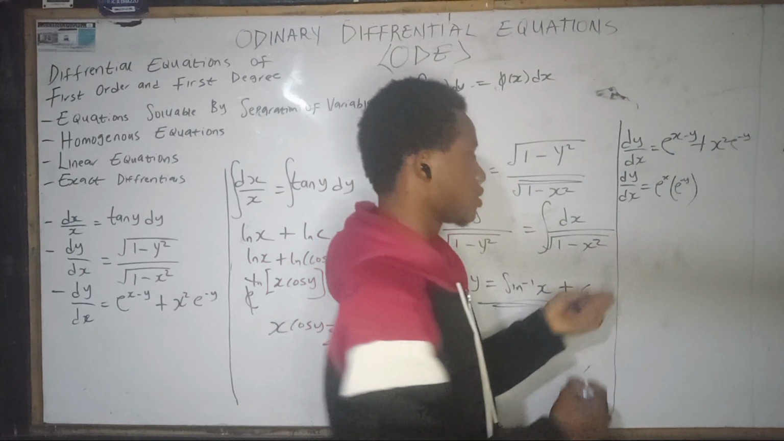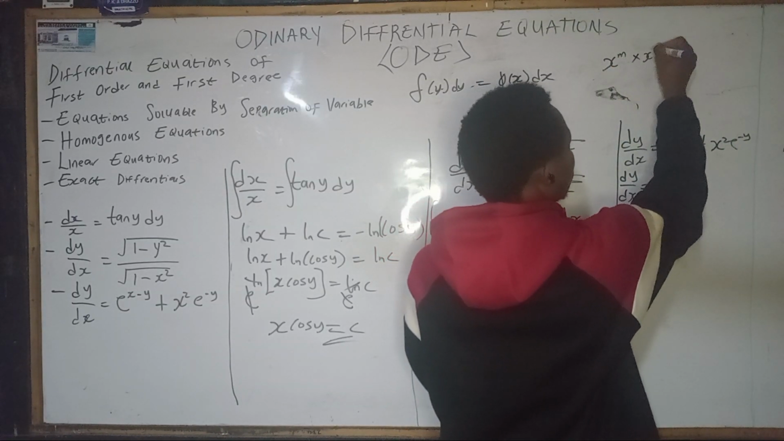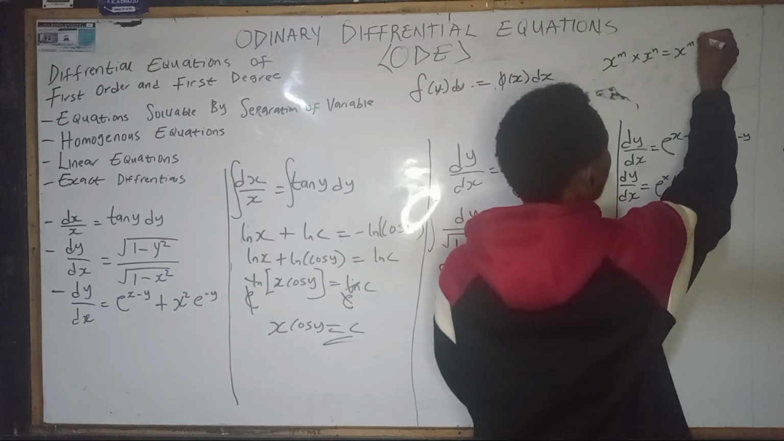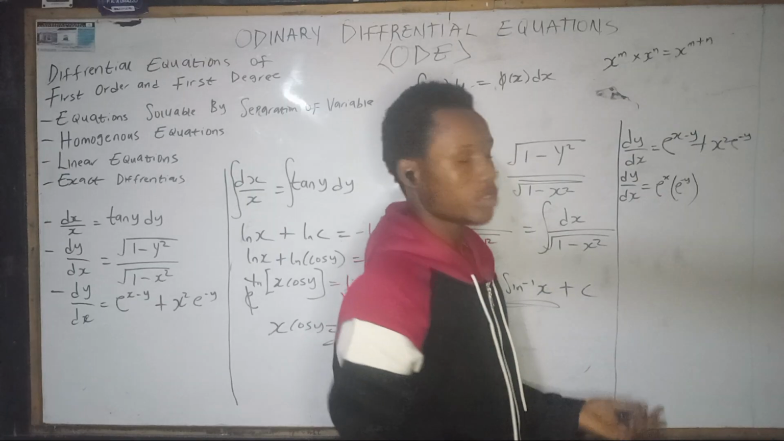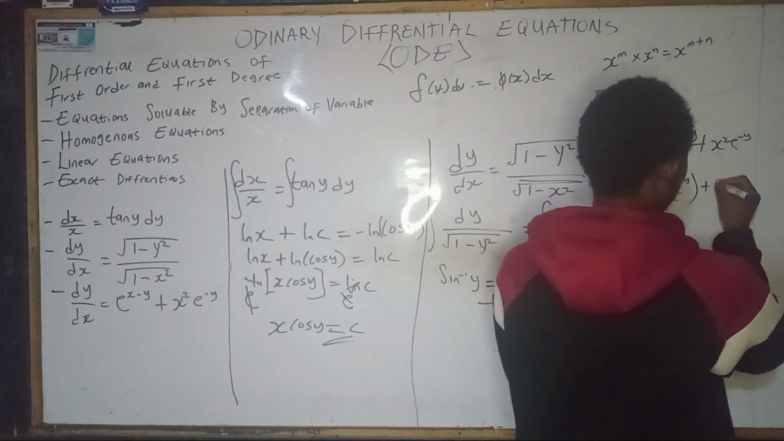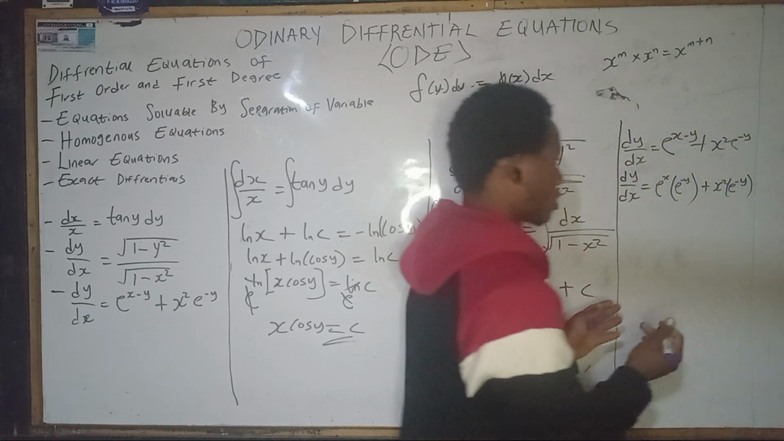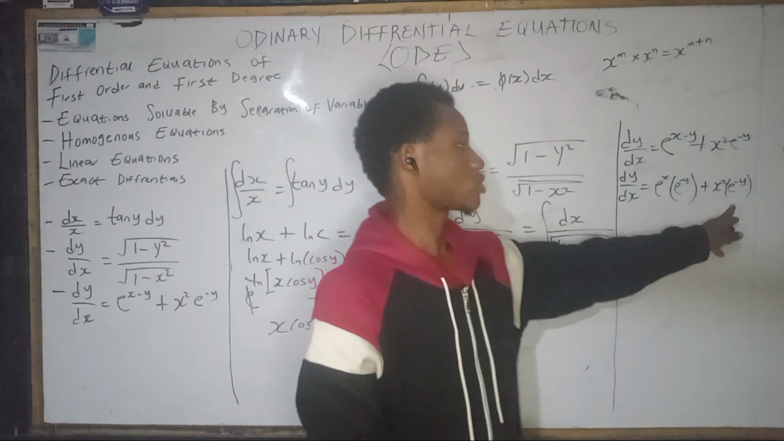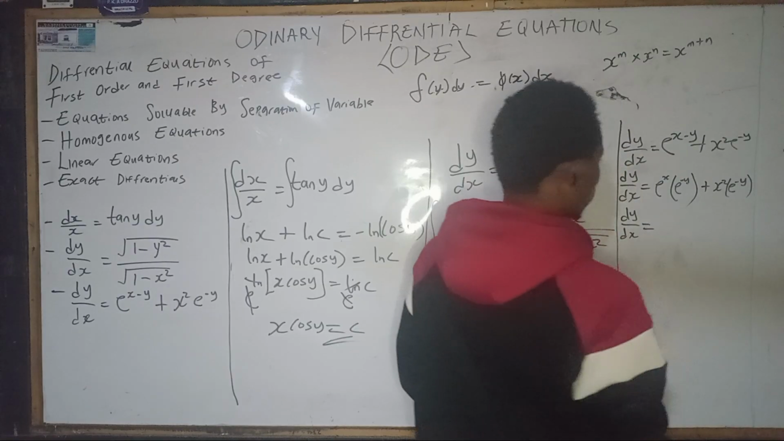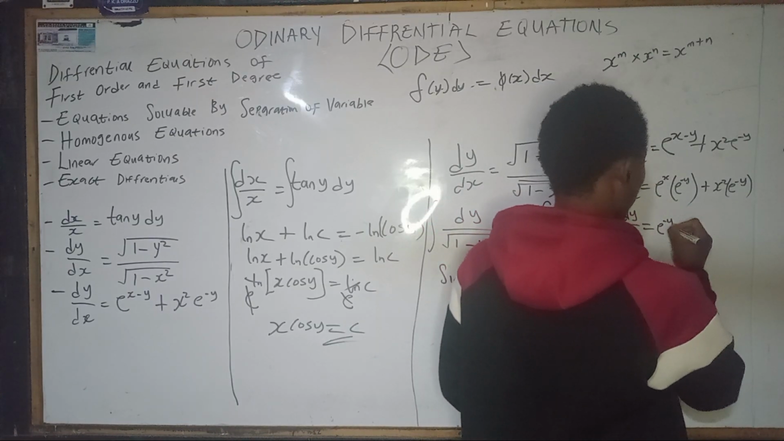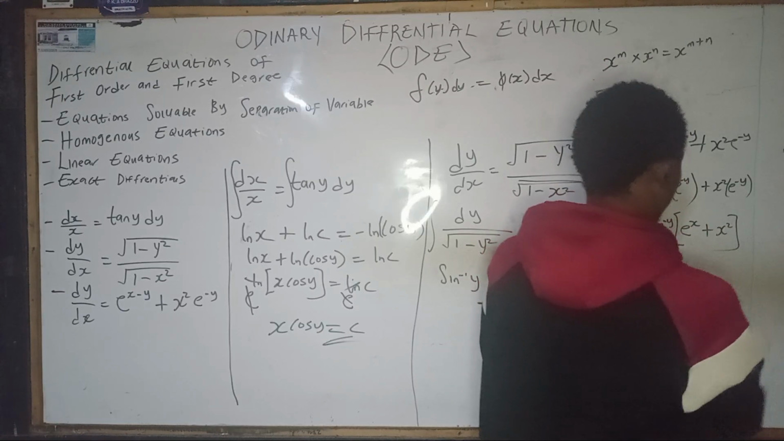Because according to the law of indices, if we have x raised to the power m multiplied by x raised to the power n, it is equal to x raised to the power m plus n. So we can bring this back from this to this. Then we continue with plus x squared e raised to the power minus y. Let me put that in brackets. Now we can see that e raised to the power minus y is common. So we can have dy/dx is equal to e raised to the power minus y times e raised to the power x plus x squared.